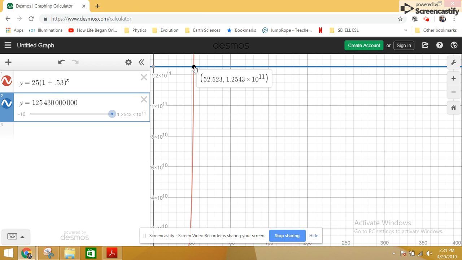Okay, so now I know how many weeks it will take. So this here is my y value. That's the 125,430,000,000. It sets it up in scientific notation format, as you can see. But that's what that is. And then over here is my x value. My x value is 52.523. Now that's weeks, and there are approximately 52 weeks in a year.